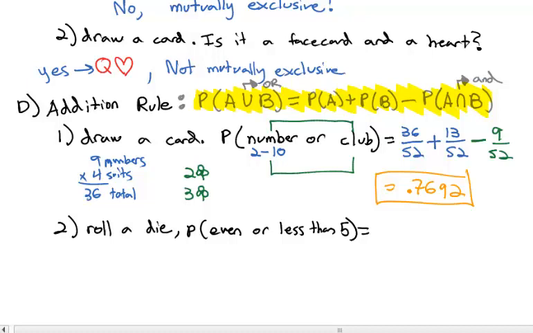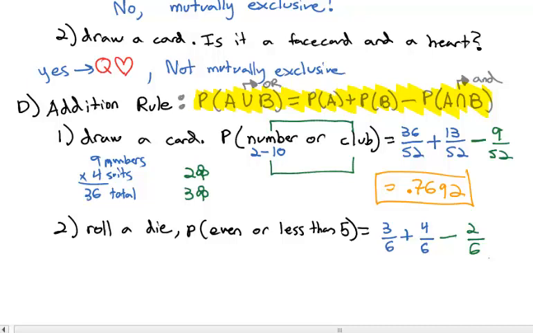Well, we'll add the individual probabilities and subtract the probability of both. The probability that it is even, there are 3 even numbers out of the 6. Plus, the probability it is less than 5. That would be 1, 2, 3, 4. There are 4 out of 6 numbers that are less than 5. But we have to make sure we subtract off the repeat. Both of them, the even numbers less than 5: 2 and 4. There are 2 numbers that are even and less than 5 out of 6.